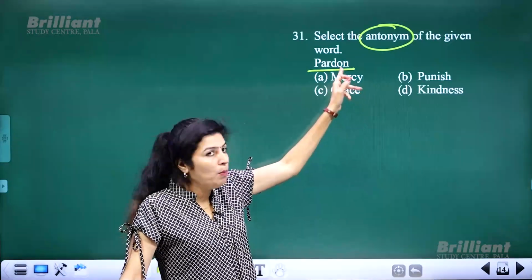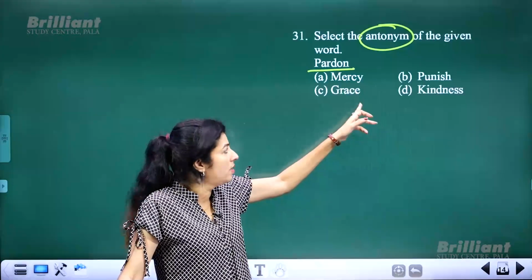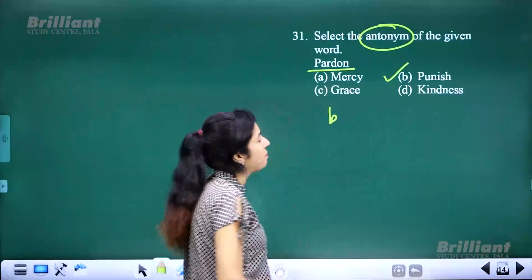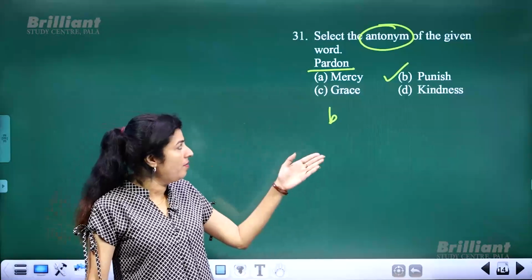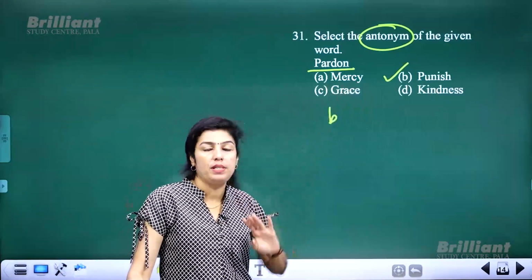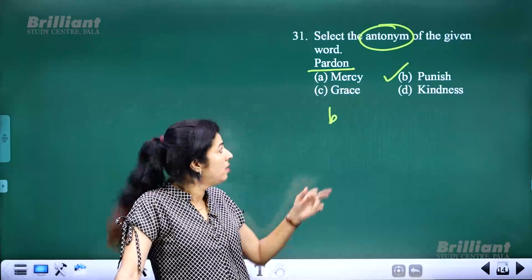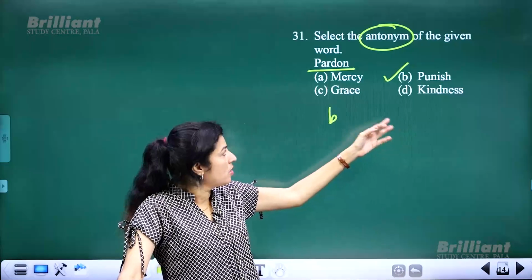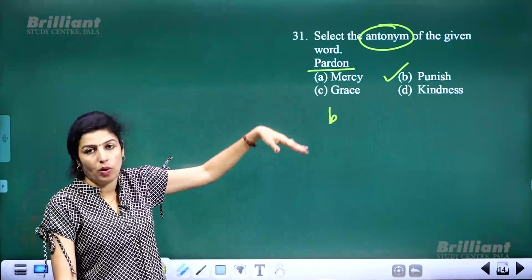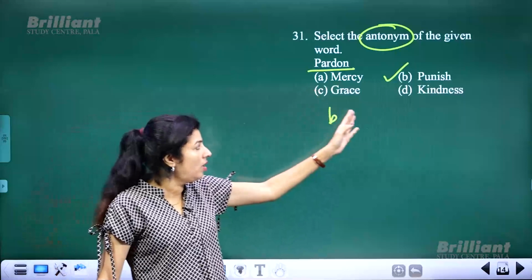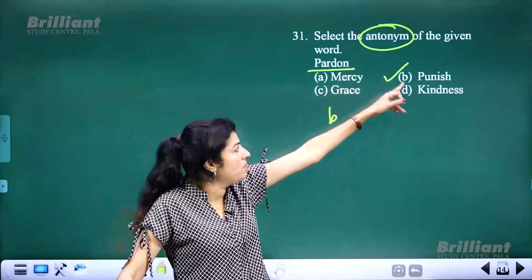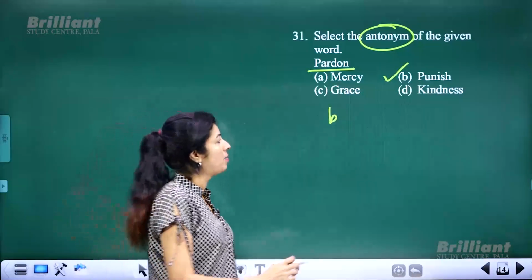Mercy, pardon, almost similar, not opposites, but punish is just the opposite. So, option number B. To forgive is pardon. So, definitely to punish will be the opposite of pardon. Not grace or kindness. So, kindness, grace and mercy, all these things are there when you pardon someone. Even if these are not actually synonyms, but still could be taken as synonyms, but we need an antonym, so it is punish. Okay, so it is option number B.